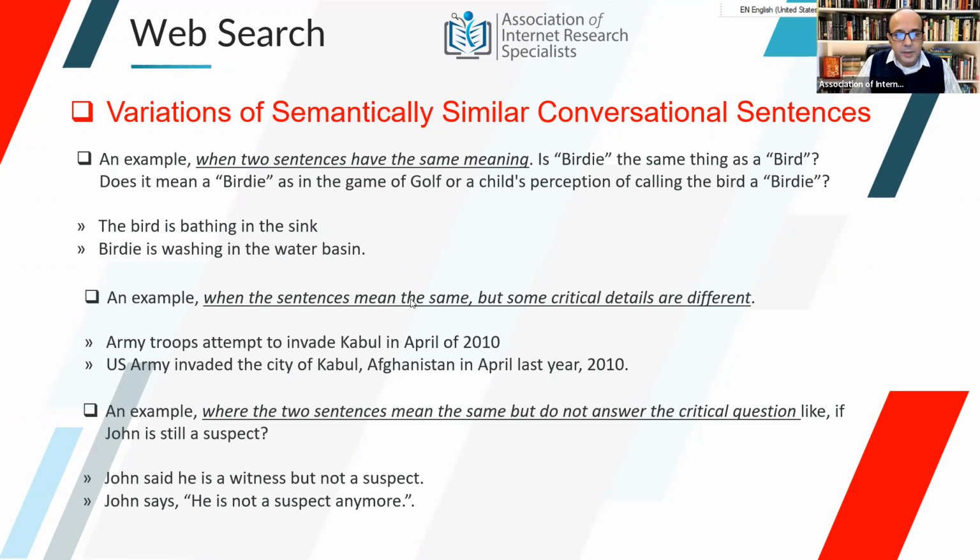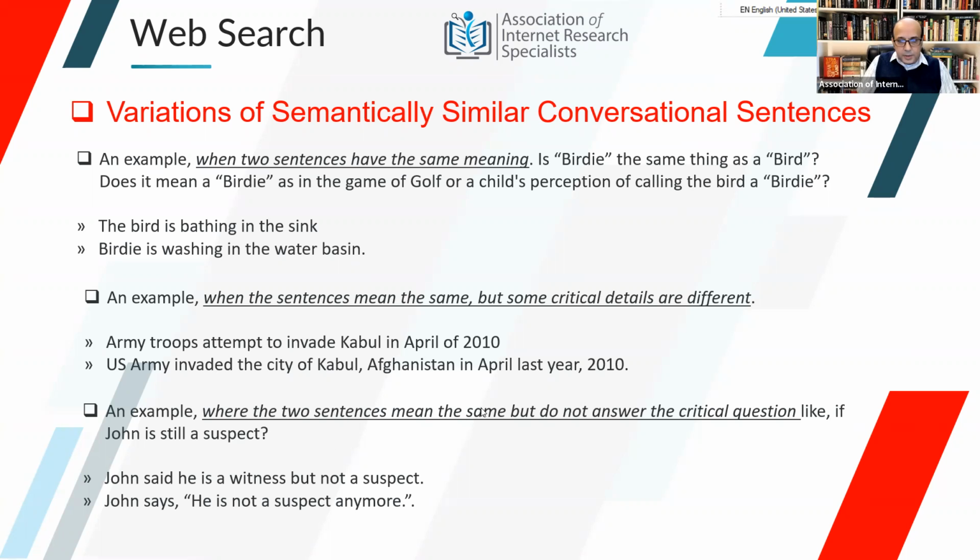Then we've got another example when sentences mean the same, but some critical details are missing. If you're looking for news, or if you're writing something that could be a main caption or the headline of a news item, you may discover that the way you've written it may bring you results coming from different sources. If you wrote something like "Army troops attempt to invade Kabul in April of 2010" versus "US Army invaded the city," then "attempt to" versus "invaded" are two strong phrases that would change the meaning. Perhaps on the other side of the world, some of the news agencies may have written it using the word invaded versus using the words attempt to invade.